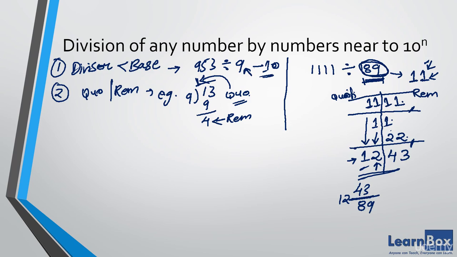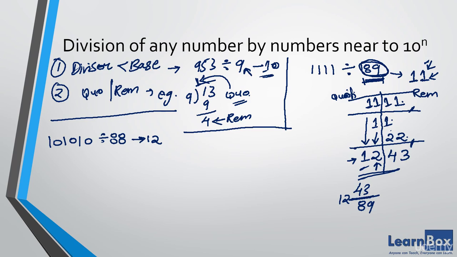Let's take a look at that case. What we'll do is we'll now divide 101010 by 88. So first we'll find out the deviation, which is 12, and now we'll write it out like this: 1010 and 10 here. This part is the remainder part, this part is the quotient part.